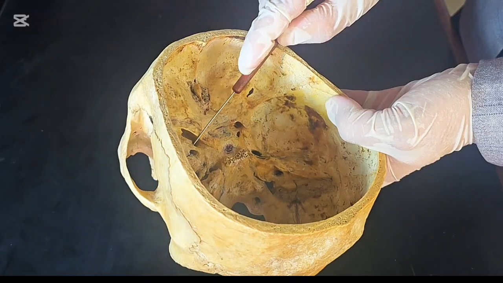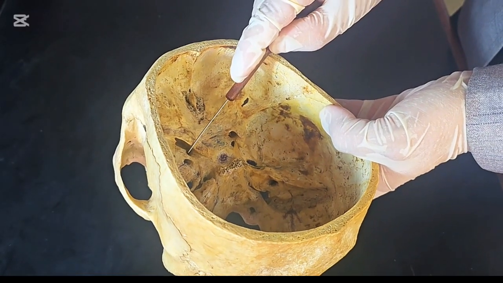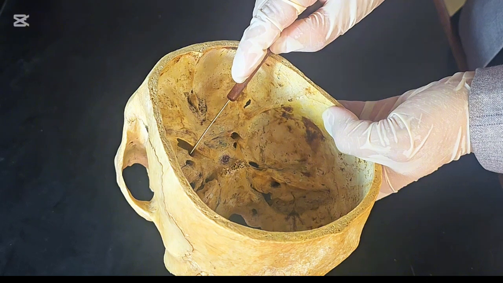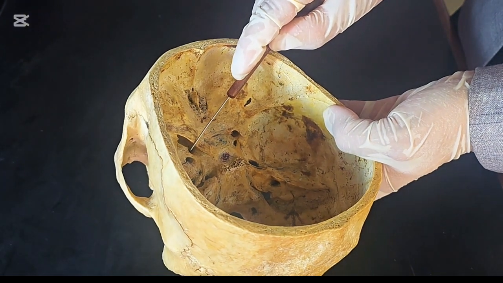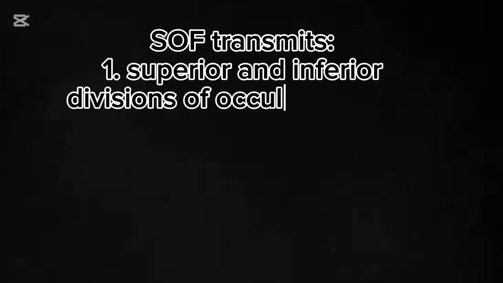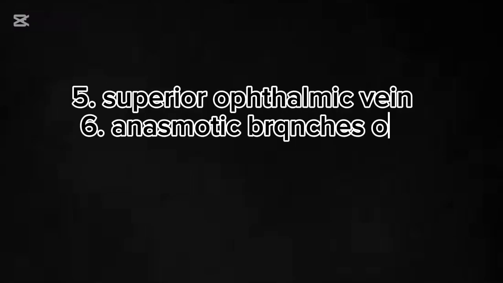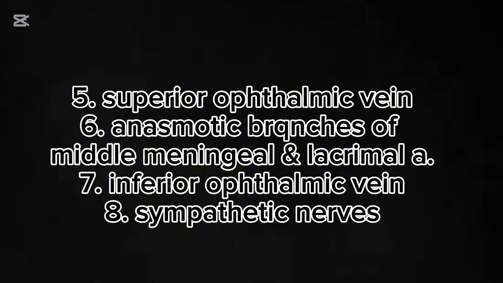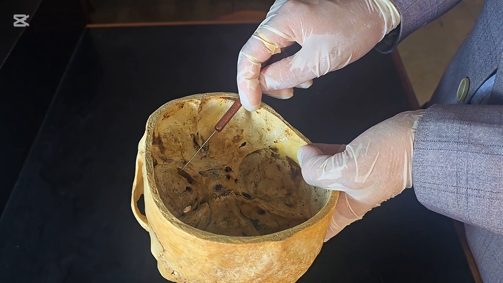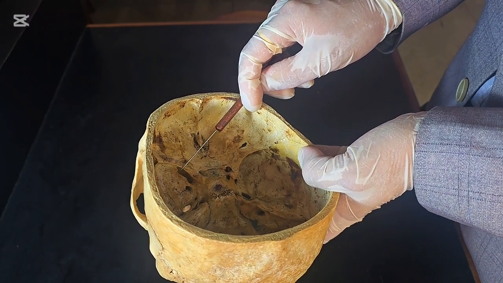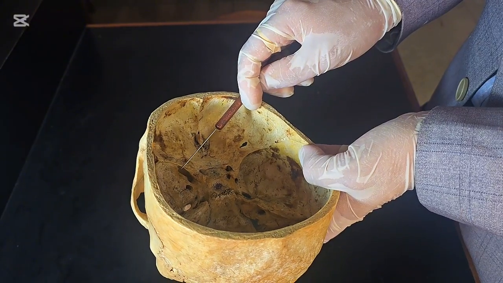The superior orbital fissure transmits the superior and inferior divisions of the oculomotor nerve, the three branches of the ophthalmic division of trigeminal nerve, trochlear and abducent nerve. This fissure also transmits the superior ophthalmic vein, anastomotic branches of middle meningeal and lacrimal arteries, inferior ophthalmic veins, and sympathetic nerve fibers.